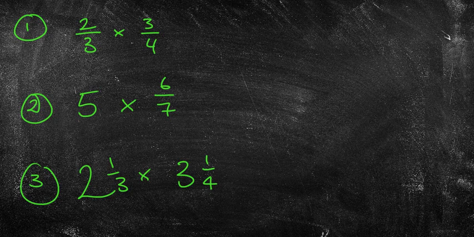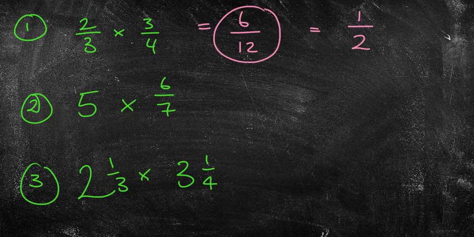Okay, so hopefully you've had a crack at this. So the first one should be nice and easy. 2 times 3 is 6. 3 times 4 is 12. Now, that's pretty much the answer, but I would like you to recognize that you can divide them both by 6 to get 1 over 2, or a half. Okay, relatively easy.